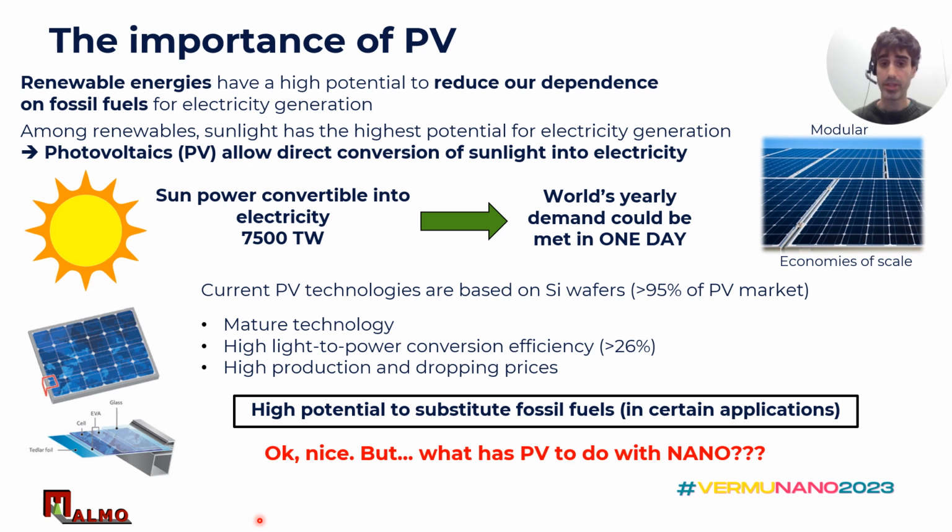Currently, PV technologies are based on silicon, which are the typical panels that you can see on the roofs of houses or in solar farms. This is a mature technology with a high efficiency, high production, and dropping prices. So it has a very high potential to substitute fossil fuels in certain applications. Okay, this is very nice, but what has photovoltaics to do with nano?